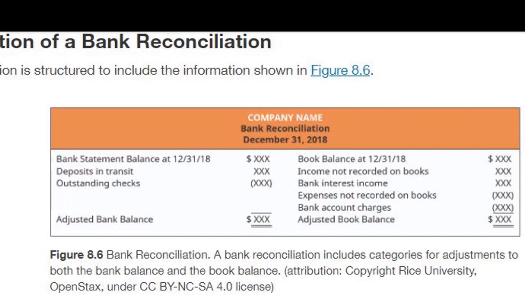Now, by the way, the corrections on the right-hand side of figure 8.6, those you should think of as just miscellaneous corrections. You goofed. You earned some income, it got into the bank, you never recorded it. You earned interest, you forgot to record it on your side, on your checkbook, in your books and records.